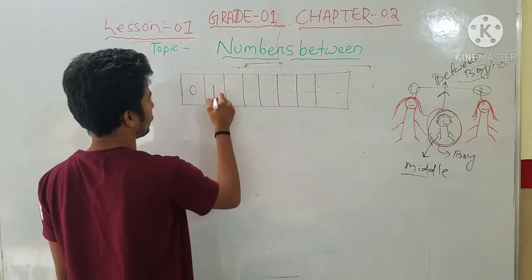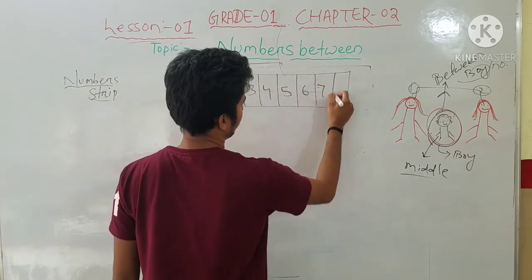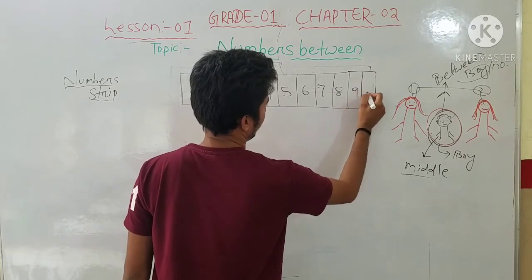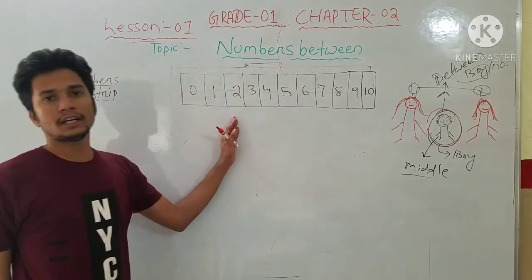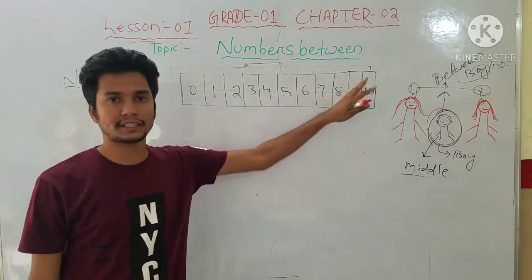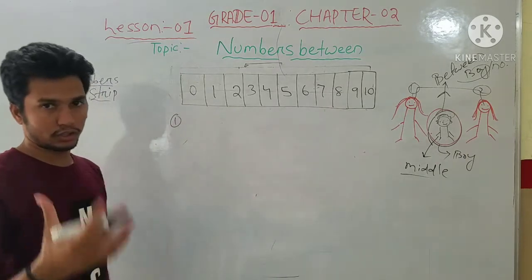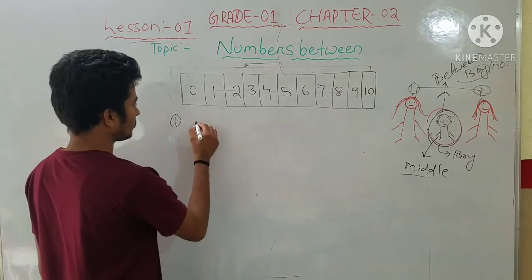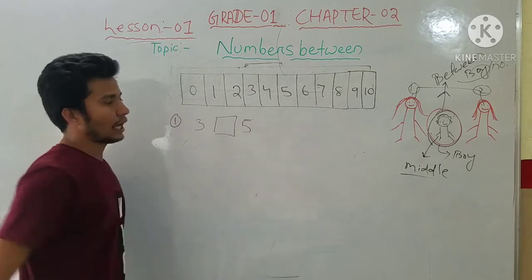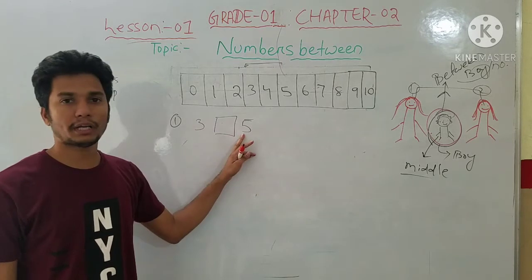It is 0, 1, 2, 3, 4, 5, 6, 7, 8, 9, 10. Okay? This is a number strip, 0, 1, 2, 3, 4, 5, 6, 7, 8, 9, 10. It is a number strip, students. Now I would like to ask some other examples. 3 and 5. I am asking a question: find the between number of 3 and 5.